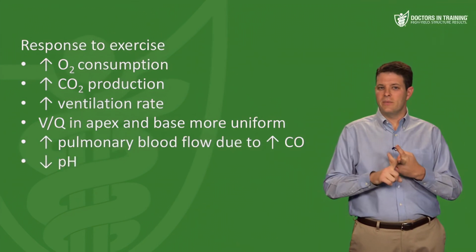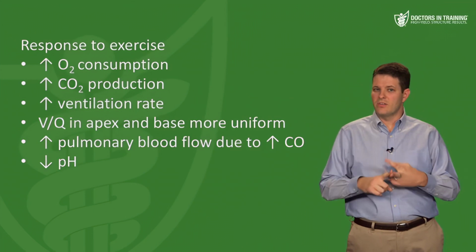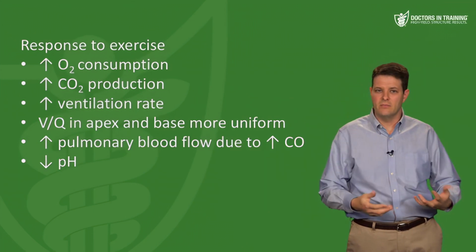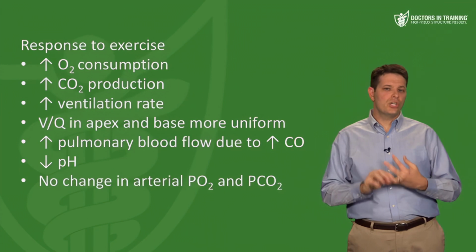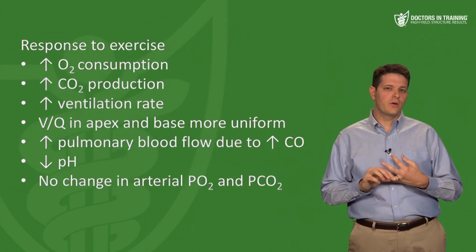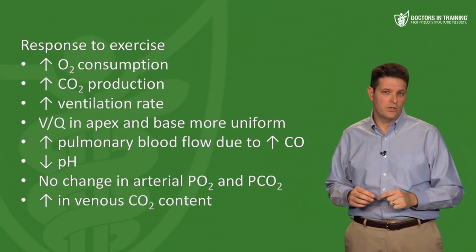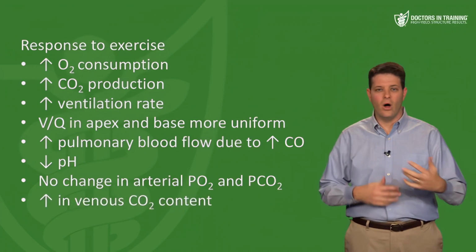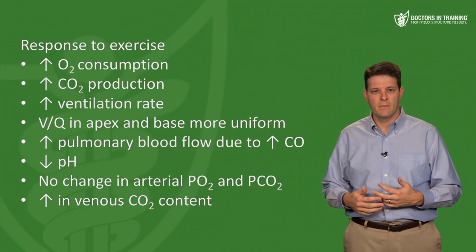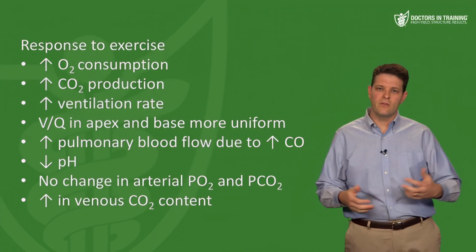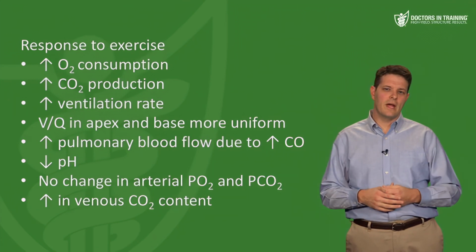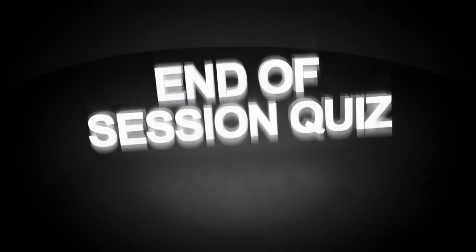You have decreased pH during strenuous exercise because your muscles are making lactic acid. And there's essentially no change in arterial PO2 and arterial PCO2, but there is an increase in the venous CO2 content because you're trying to eliminate all that excess CO2 that you're making. Now, those changes are pretty straightforward. You should be able to reason most of that out. All right, now you're ready for the end of session quiz. So take a look at that, and then I'll go over the answers.